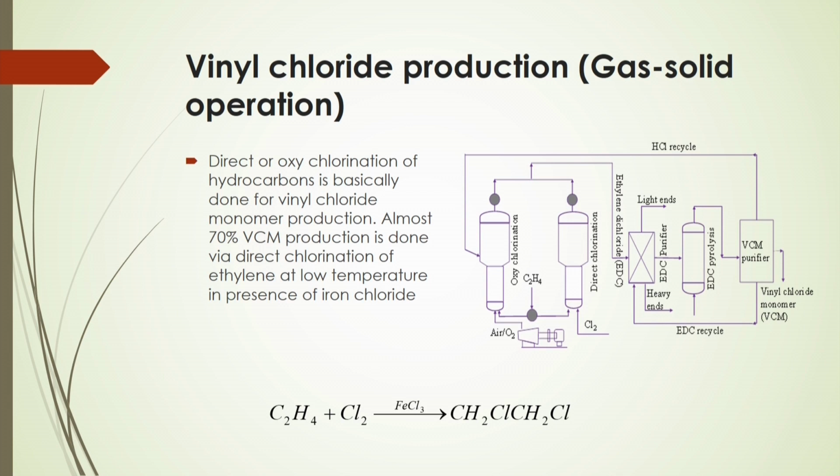In this case, ethylene gas and chlorine gas are supplied at the bottom of the column in the presence of iron chloride, at a certain temperature and pressure. Then, after oxychlorination in the column with gas-solid mixing, you can get the vinyl chloride monomer. After that, it is separated or purified by different processes. So, this is one process of vinyl chloride production by gas-solid operation.